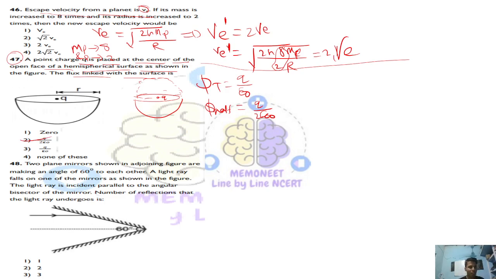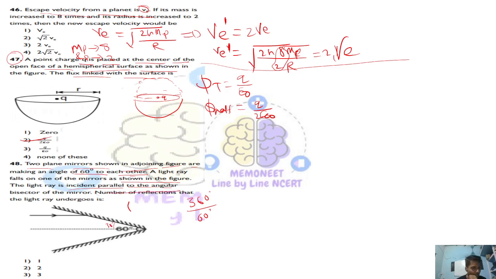Now we need to calculate the number of reflections occurring. Here you can see two plane mirrors in the adjoining figure making a 60-degree angle with each other. You can calculate it this way, 360 upon 60. A ray falls on one mirror, the light ray incident parallel to the angular bisector. Okay, angular bisector, 30 degree.